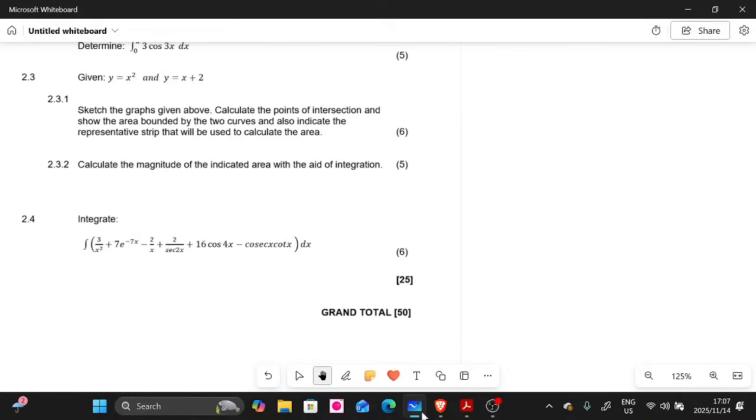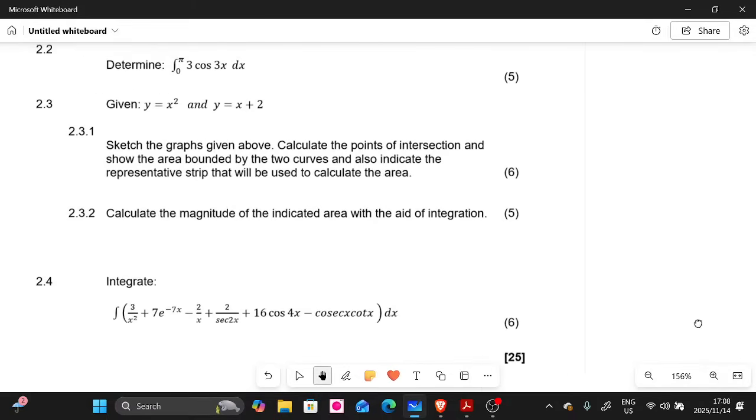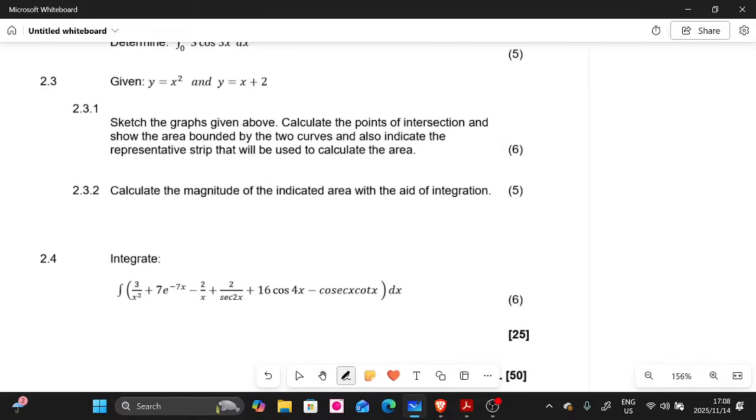All right, guys, we are back. Let's look at 2.3 there. Now I hope you can see 2.3. Let me zoom it again so that you can see the statement and we can analyze the statement. Now look, 2.3, you are given two functions there. We have y equals x squared, and the other y is equaling to x plus 2. So these two functions here are actually graphs. So you must be able to draw these graphs and you must be able to identify what type of graphs these are.